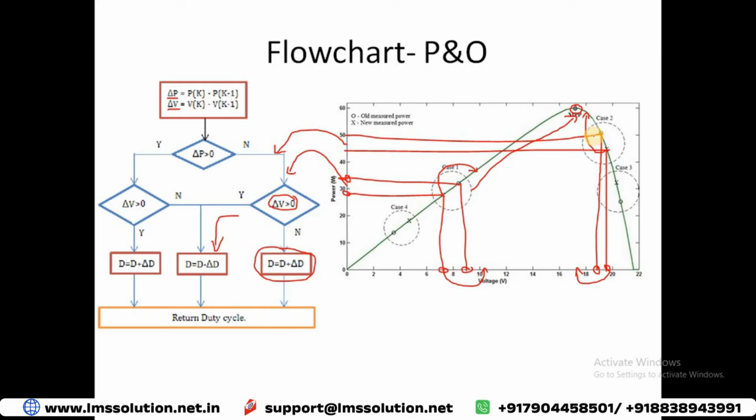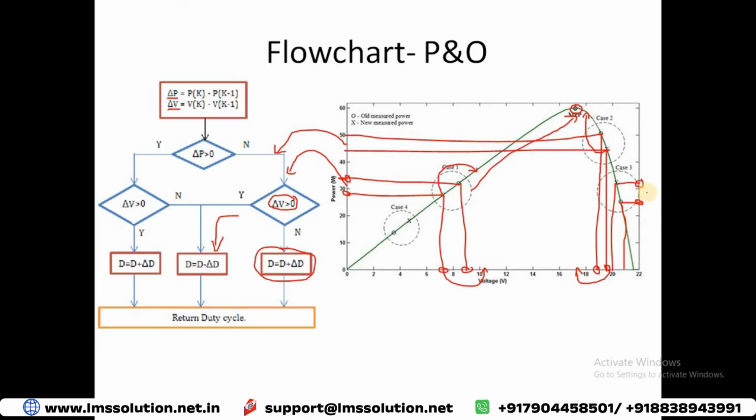Next you have to check the case 3 condition. In case 3, this point will be considered as the current instant and this point will be considered as the previous instant. I am going to draw two horizontal lines and two vertical lines. After drawing those lines, you have to calculate the power difference. For example, say this is the current instant, around 35 watts. This is around 25 watts. You take the difference, 35 watts minus 25 watts, the difference is 10.